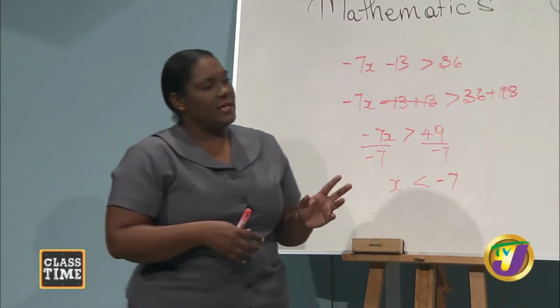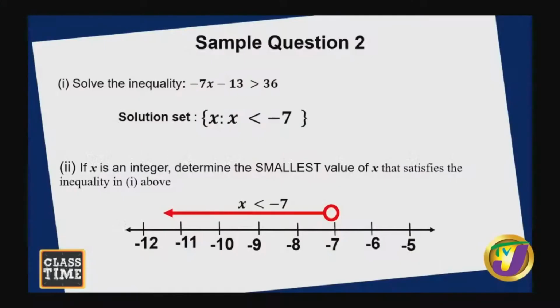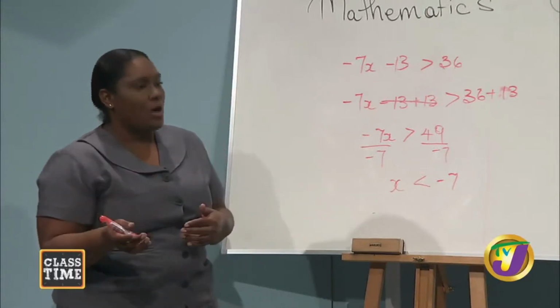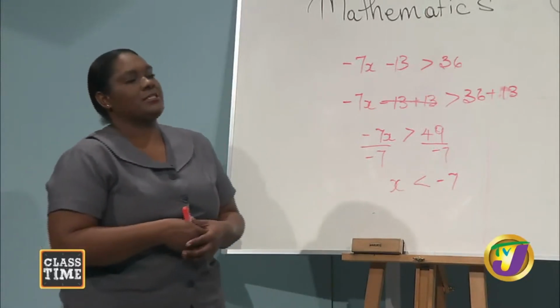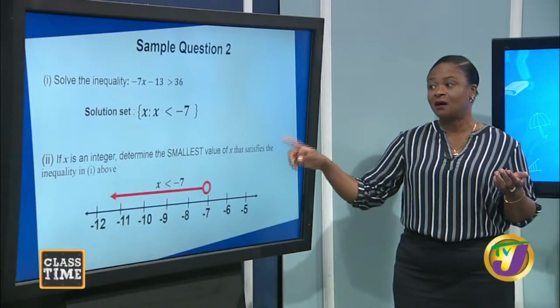So it is the smallest value that we are to determine. 7 is not included. Negative 7 is not included. So we're moving to the left, so our solution for number 2 would be negative infinity, because when I look at it, the line goes on. The further we move away from 0, or the more we go to the left of the number line, the smaller the numbers. So it would be negative infinity for the solution. You would write negative infinity as your answer for number 2 of the sample question.